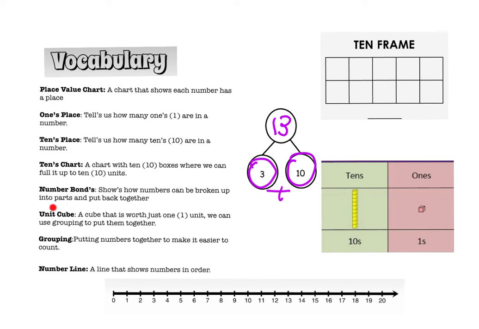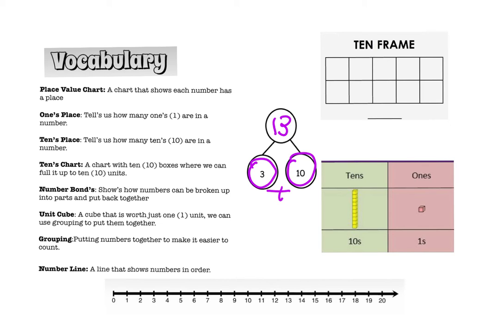Our next vocab word is a unit cube. Our unit cubes are shown in our place value chart. This is just representing 1 unit cube, and this is representing 10 unit cubes. A unit cube is a cube that is worth just 1 unit that we can use grouping to put together. Moving on, this leads me to our grouping vocab word. Grouping is putting numbers together to make it easier to count. So instead of having 10 separate units, we group them into 10, and we know that represents 10 units.